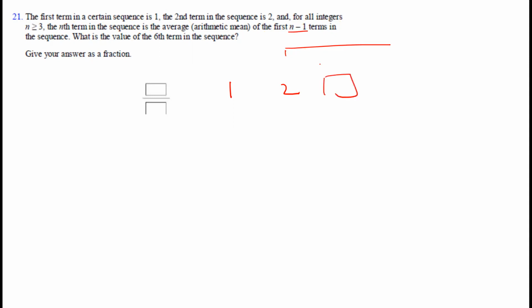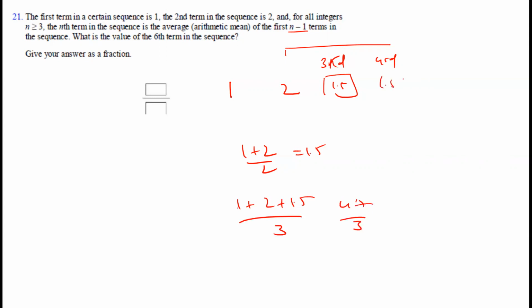So if you want to find out the third term, it would be the average of 1 plus 2. So 1 plus 2 divided by 2 is 1.5. So we have 1.5 over here. The fourth term would be 1 plus 2 plus 1.5 divided by 3. So 1 plus 2 is 3. 3 plus 1.5 is 4.5, divided by 3 is also 1.5.